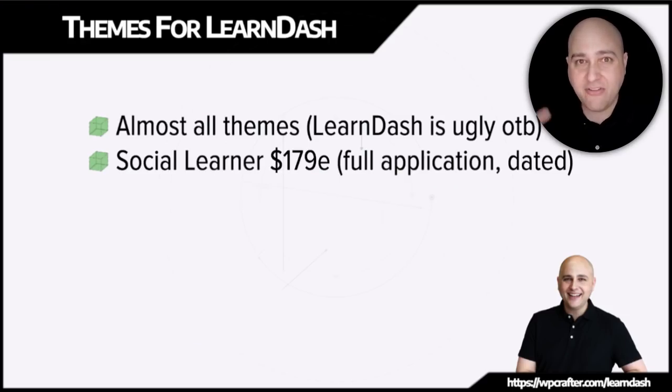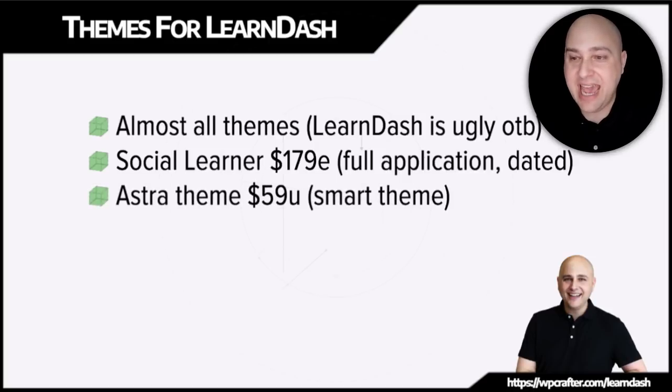Next is kind of a polar opposite of what that does, and that is the Astra theme, which comes in at $50. It's actually a free theme, and the free theme has LearnDash integration, and it will make it look great right out of the box. But then they also have a pro extension. It's $59, and it's for unlimited websites, so you can use this for lots of websites.